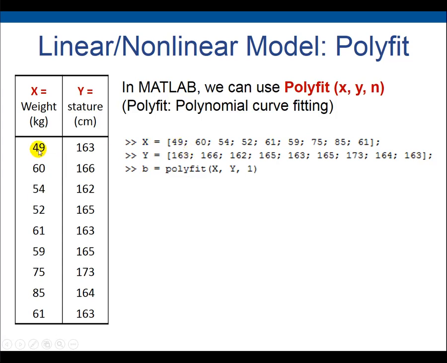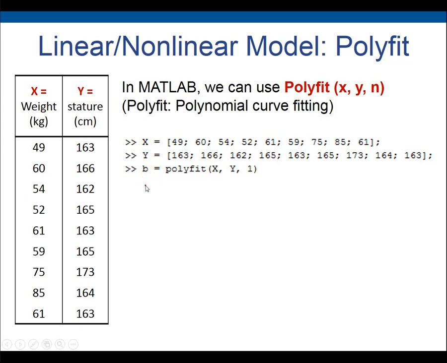X contains 49 here, 49, 60, and 54. There are semicolons because the semicolon changes the line, right? And y contains 163, 166, 162, things like that. So we have 9 x data and 9 y data. We used the polyfit function here with parentheses x comma y comma 1. So we are going to make a model for one single variable, and that goes into b.